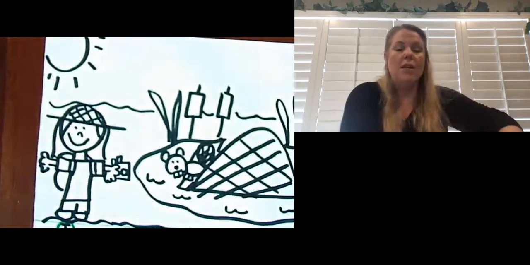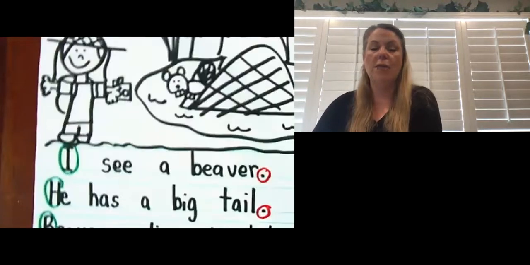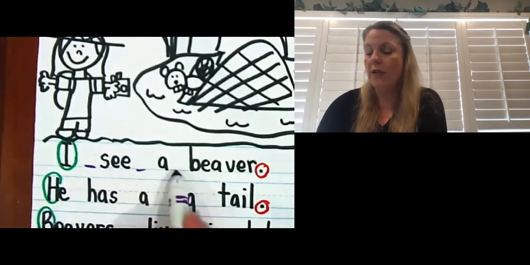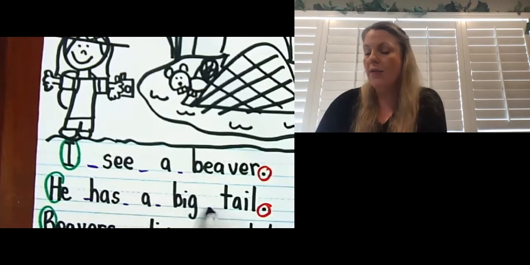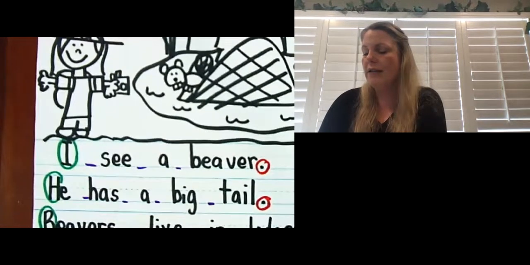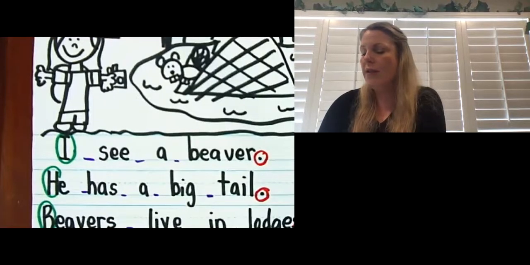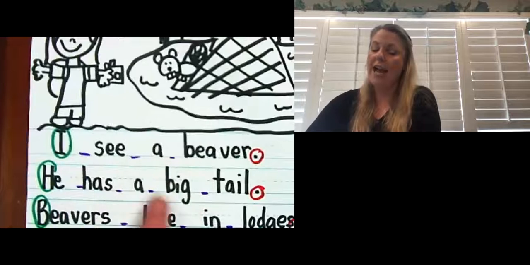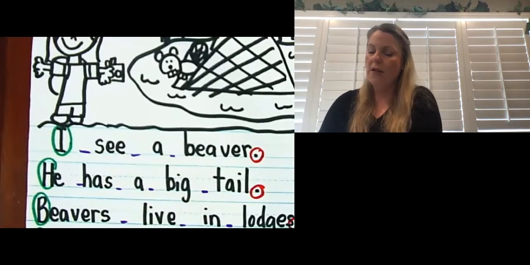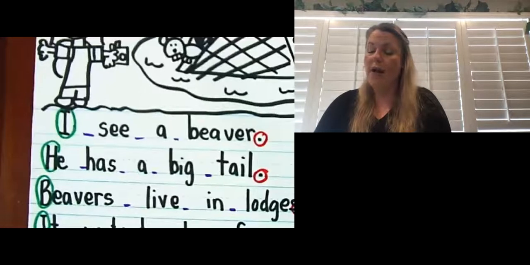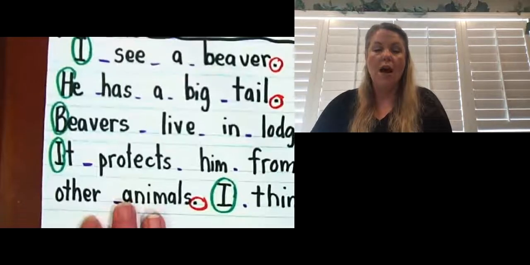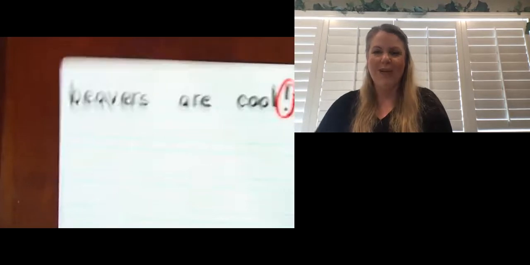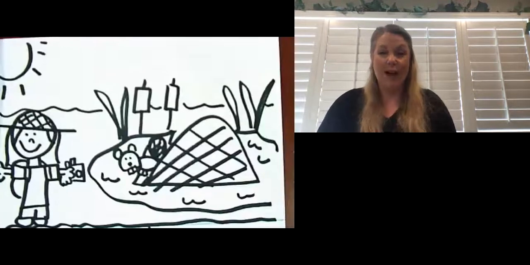And my last thing I'm going to do is look to see, did I do my spacing? Because remember, this is a colorful copy. Do we have our spacing? Did we leave space? Then I'm going to read it one last time. I see a beaver. He has a big tail. Beavers live in lodges. It protects him from other animals. I think beavers are cool. I can't wait to see your writing and what animals you think are interesting.